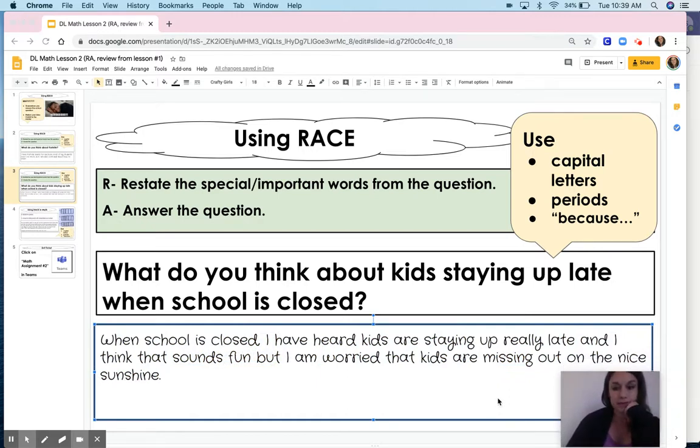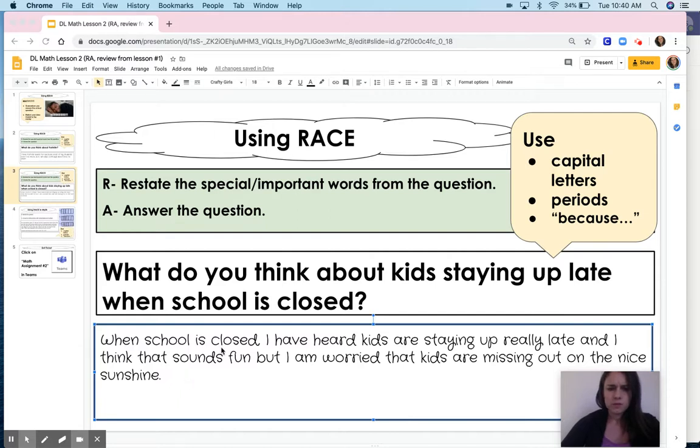Now I'm going to ask myself, did I restate? Yes, I added that word thinking to make sure I answered the question. All right, and then I gave my thoughts about it. Did I use a capital letter at the beginning? Yup, capital W. Are my I's capitalized when I'm saying I? Yes, good. And do I have a period at the end? Yup, great. Did I use because?